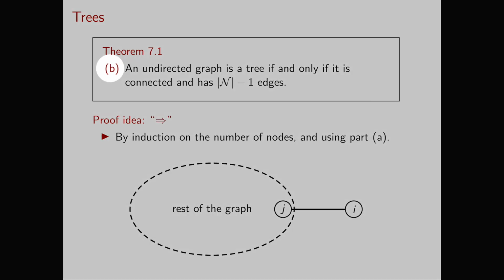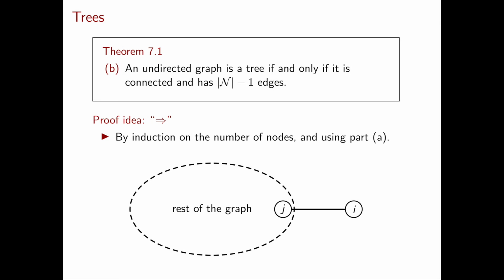Now let's prove point B. This statement is an if and only if, so we prove the two implications separately. First, we prove the implication from left to right. So we assume that our graph is a tree, and we show that it's connected and has n-1 edges. In the proof, we're going to use induction, and we're going to use part A that we just proved.